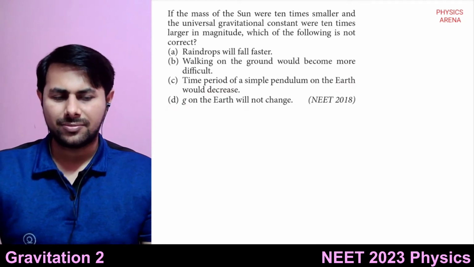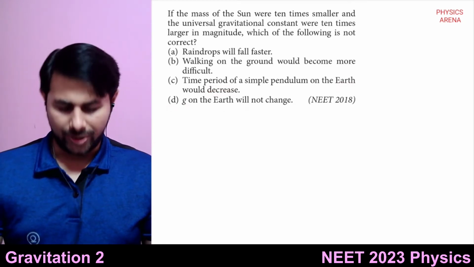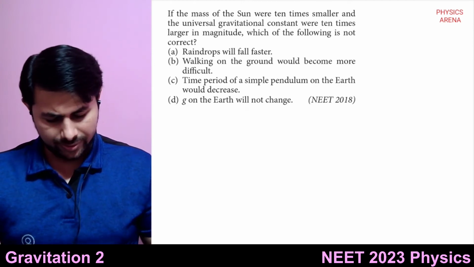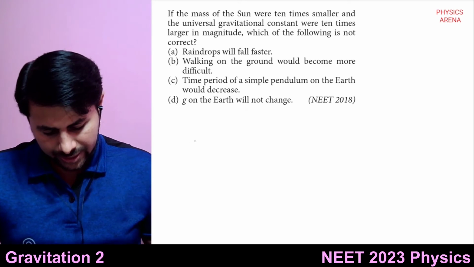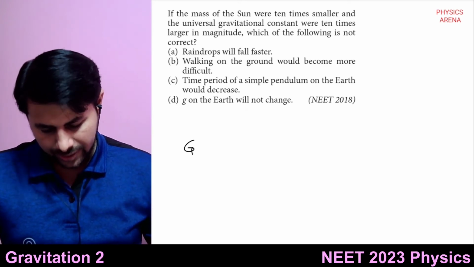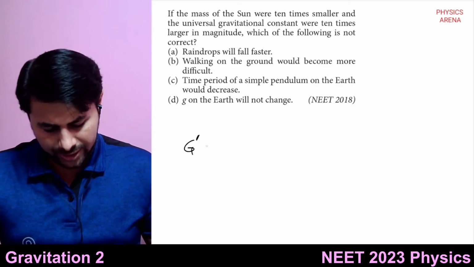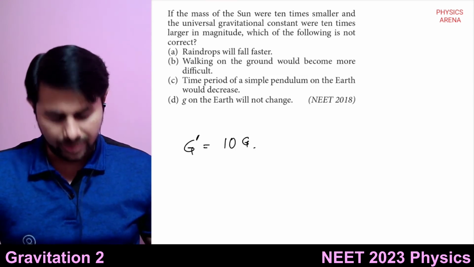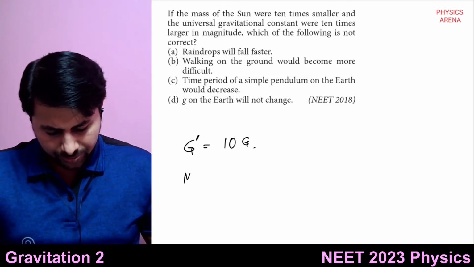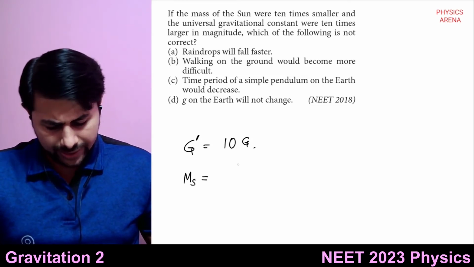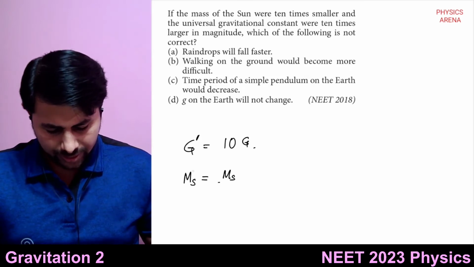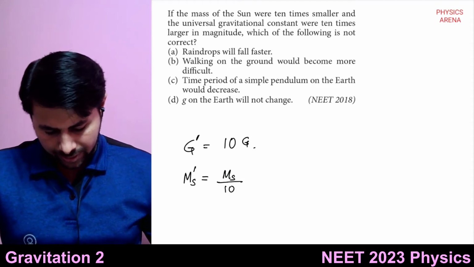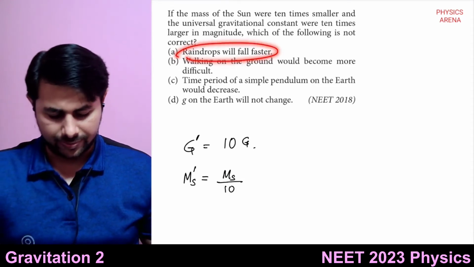Can you tell me? Mass of Sun were 10 times smaller. Okay, so mass of Sun is 10 times smaller and G is 10 times larger. So let's suppose G dash is equal to 10 times G, and mass of Sun is equal to 1/10 of the current mass of Sun. So Ms prime is equal to Ms divided by 10. So raindrops will fall faster.